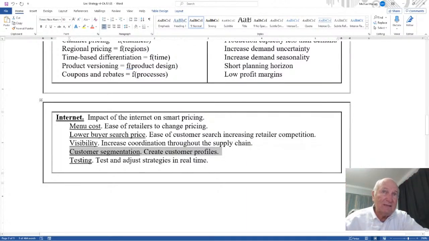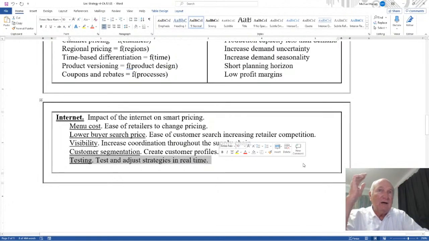And finally, testing. This is a big one. You can say, I have a strategy, but on the internet you have real-time evaluations. Is this working or not? You don't have to wait a week or a month. You can see immediately, or within a very short amount of time, whether this is really working or not. It doesn't seem to be working, so change it. It's easy to change it, and you can test different strategies in real time.